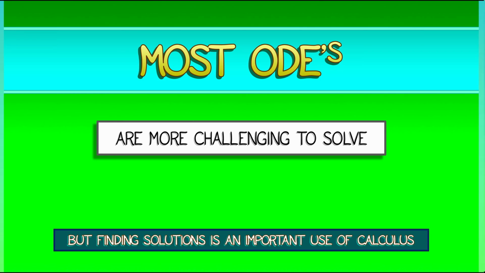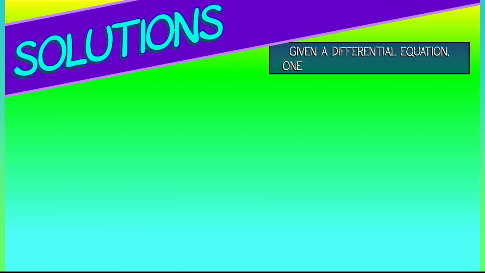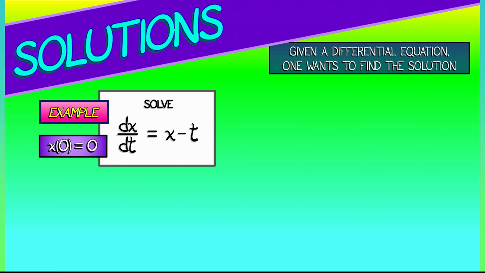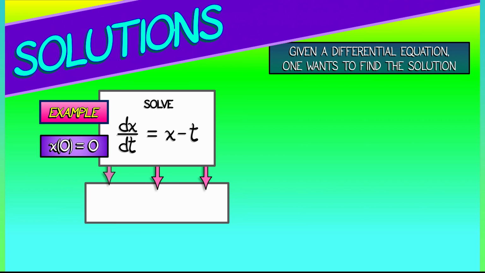Now, just to be clear, what do I mean when I say solving an ODE? Typically, one is given the differential equation and you want to find the solution. For example, let's say that you are asked to solve the differential equation dx dt equals x minus t. Let's give an initial condition. Let's say x of 0 equals 0. What do you do? What's the solution? The solution is some function x that depends on t that satisfies this equation and the initial condition. Now, I'll tell you that in this case, the solution x of t is equal to negative e to the t plus t plus 1.